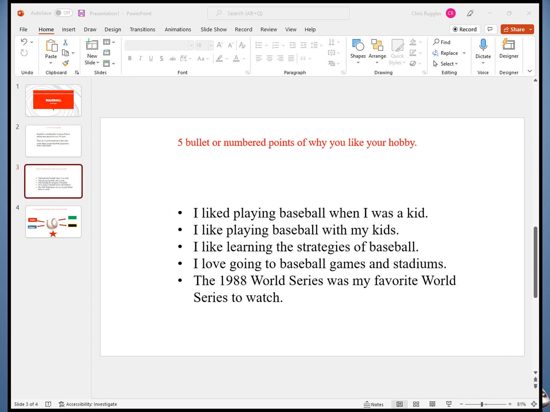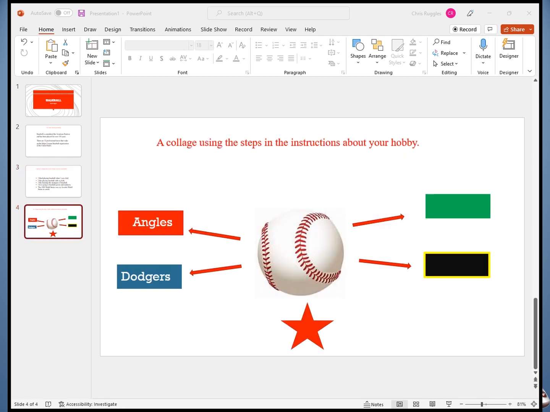Okay, slide 3, my 5 bullet points of why I like my hobby. I like playing it when I was a kid. I like playing baseball with my kids. I like learning the strategies of baseball. I love going to baseball games and stadiums. The 1988 World Series is my favorite World Series to watch. Okay, and then lastly, my collage. I imported a baseball, and I used arrows and created boxes and put my teams in the right colors, and those kind of things.